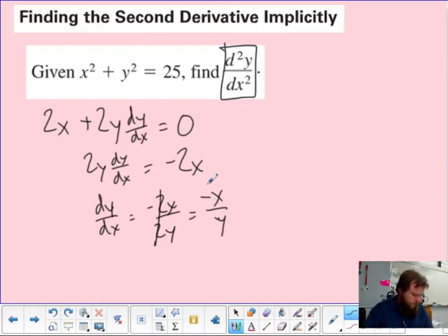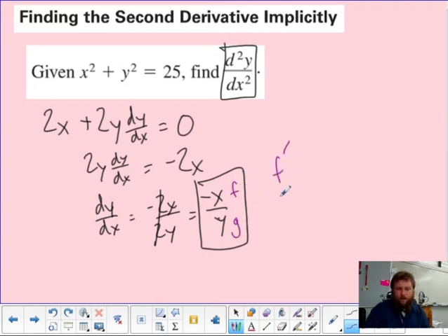Now we have to find the next derivative. To find the second derivative in this case, we are going to differentiate this again. And what do we use when we have something over something? We use the quotient rule. So we'll call this my f, and this is my g. My f prime is going to be negative 1, and my g prime will be dy/dx.